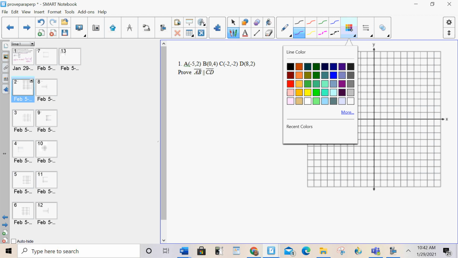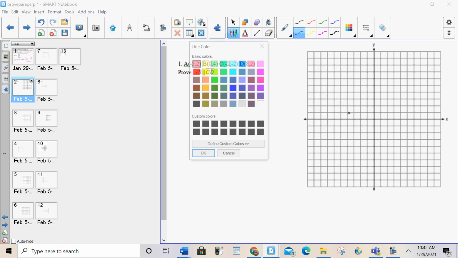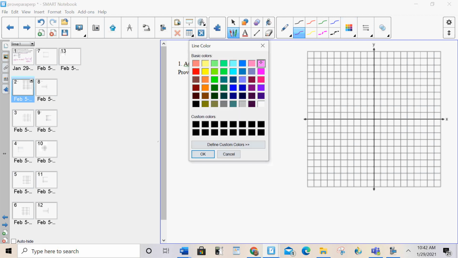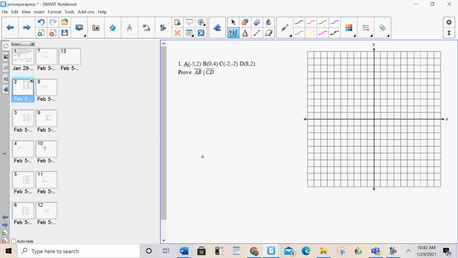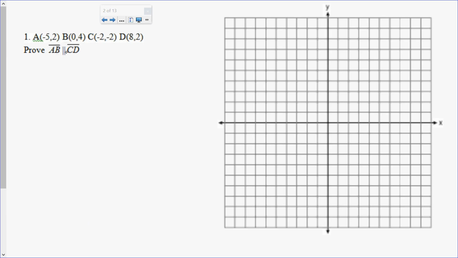Let's start with my pink, which I ended on last time. That was a blast. I like fun colors. A is negative 5, 2. B is 0, 4. C is negative 2, negative 2. D is 8, 2. It proved that AB is parallel to CD. Parallel has the same slope. Whoops, that's not what I'm supposed to be writing.